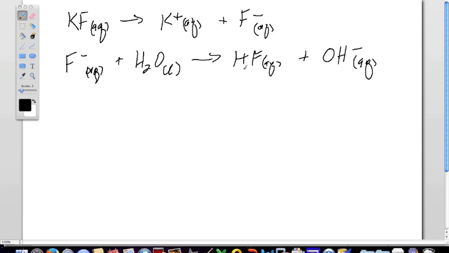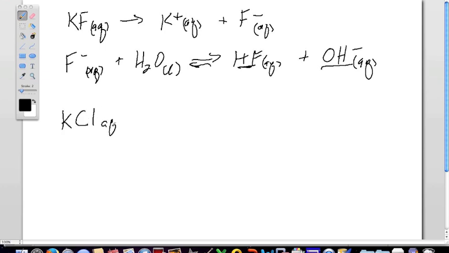Now, this is a weak acid, and weak acids do exist in aqueous solutions. So this reaction is going to occur, this interaction of the fluoride ion with water will occur, and therefore we will increase our concentration of hydroxide ions. Let's look at one other example.